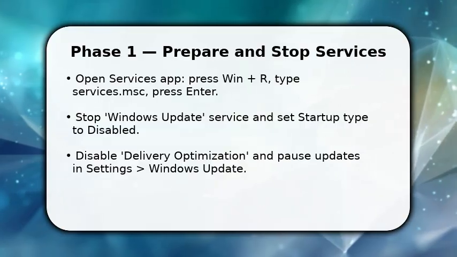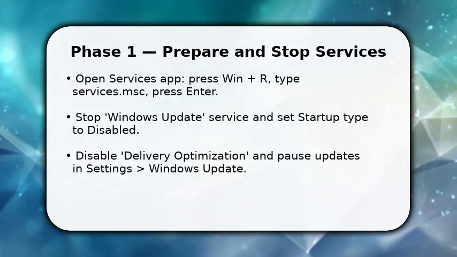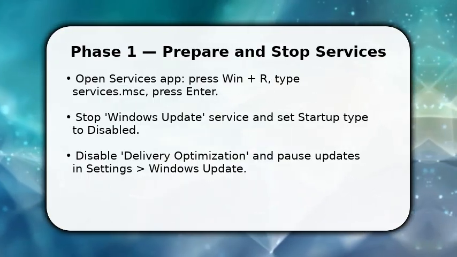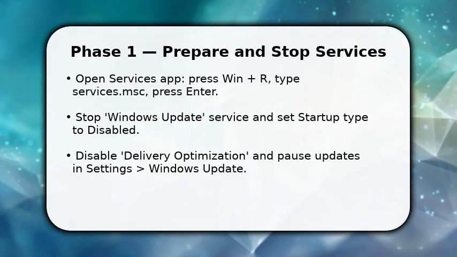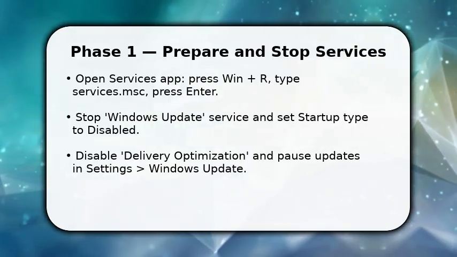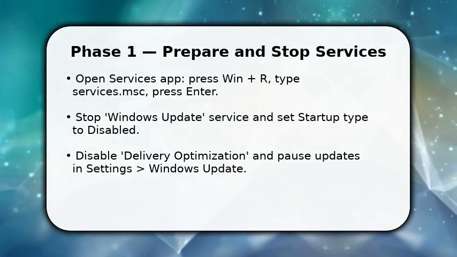You start now by opening Services with Win+R, typing services.msc, and pressing Enter. Find Windows Update, right-click, stop, then set Startup Type to Disabled so it won't restart after reboot. Also open Settings, go to Windows Update, pause updates, and turn off Delivery Optimization under Advanced Options.